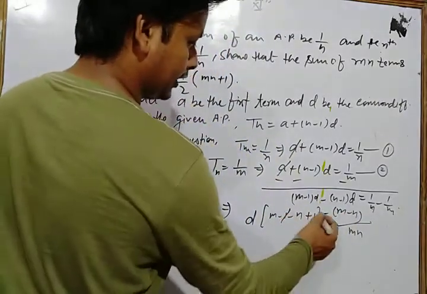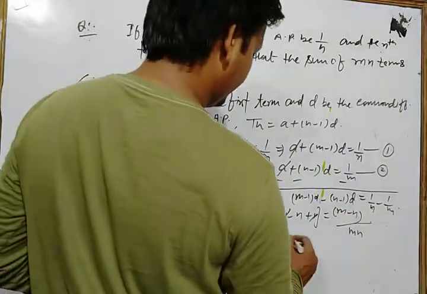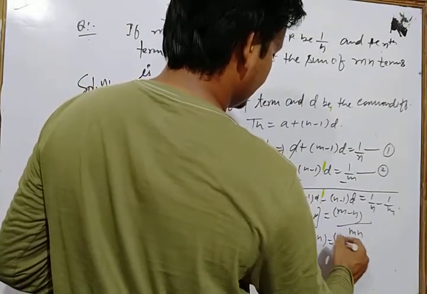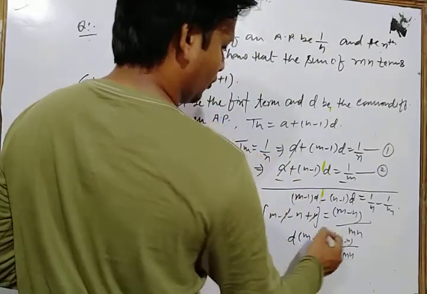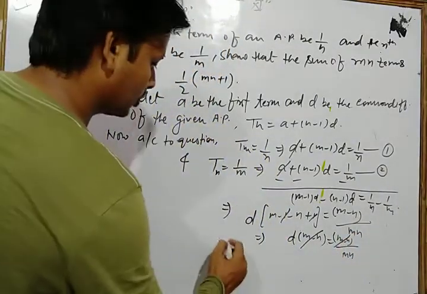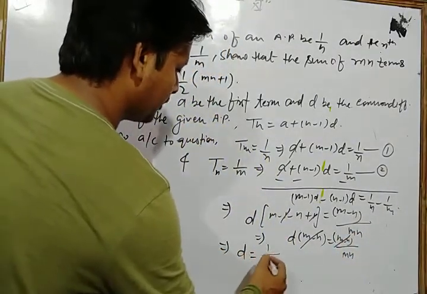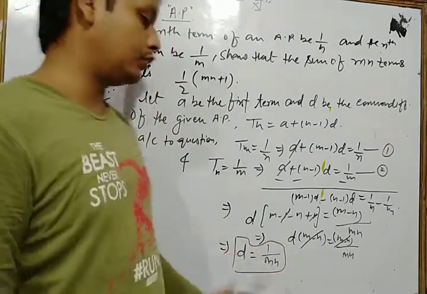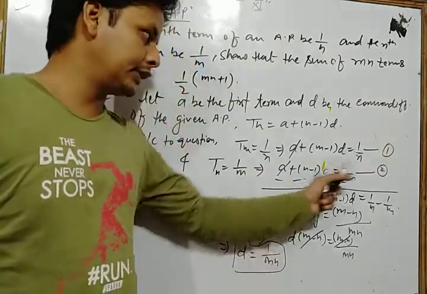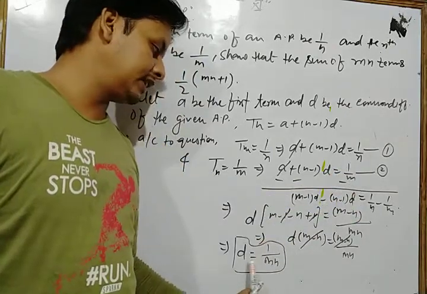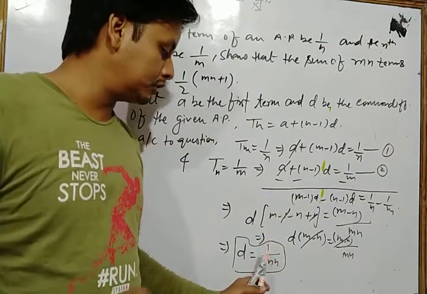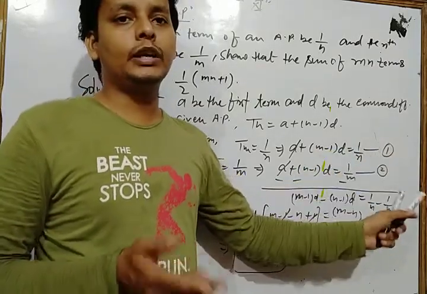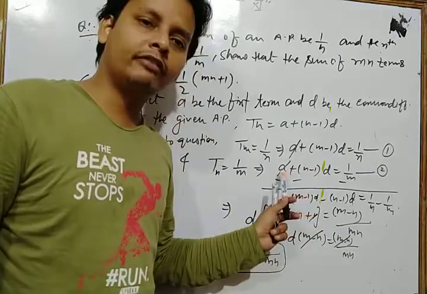So let's see here, 1 cancels out, so we have d in bracket (m minus n) is equal to (m minus n) upon mn. M minus n cancels out, so the value of the common difference d is 1 upon mn. Dear students, this is the value of d. After solving equations 1 and 2, we get the value of d as 1 upon mn. Now we put the value of d in either equation 1 or 2. In this way we get the value of a.